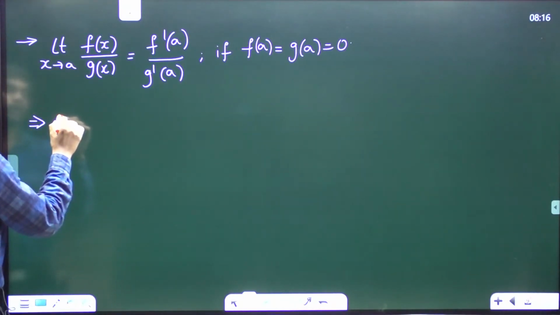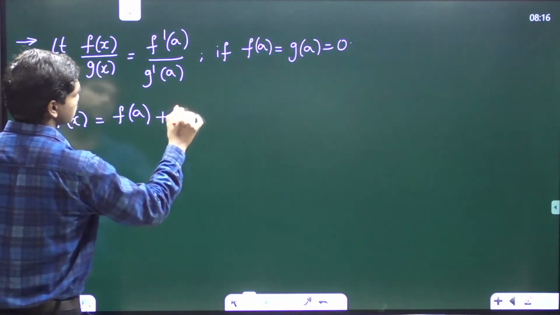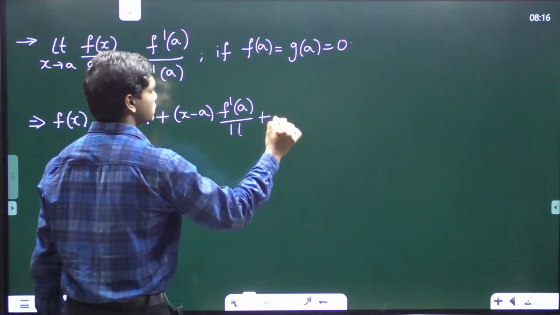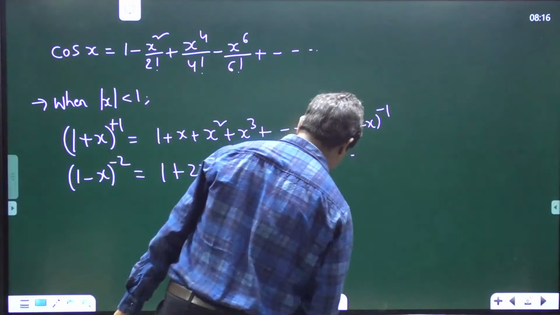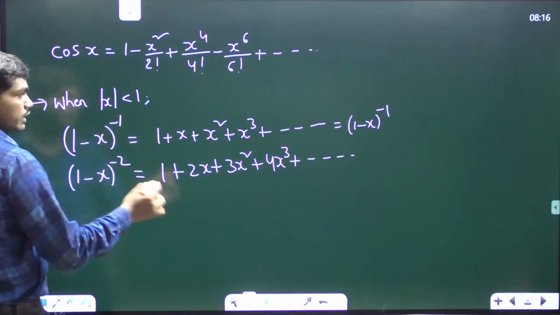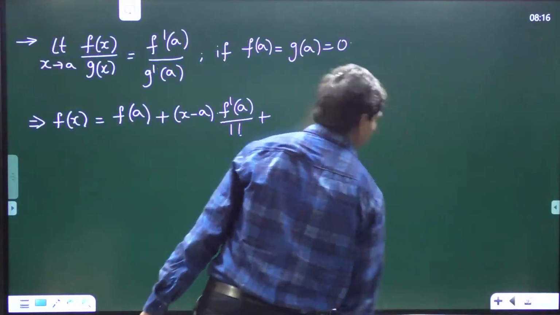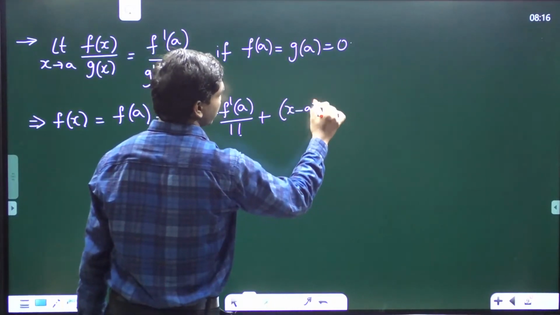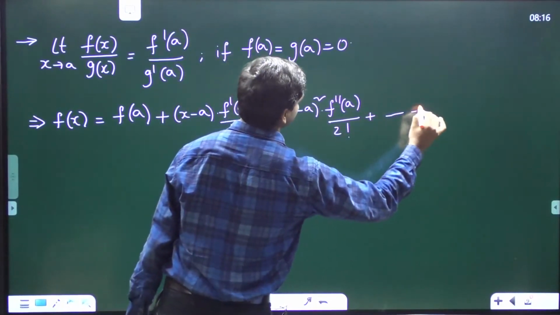What is the expansion for f of x in the Taylor series about the point a? F of a plus x minus a into f dash of a divided by 1 factorial plus... Let me go to the minus side. Did I put pluses here instead of minus? I'm sorry for this. These are minus actually. Please make a note here. Thank you for cutting me. So let us continue here: x minus a into f dash of a by 1 factorial, plus x minus a whole square into f double dash of a by 2 factorial, and so on.